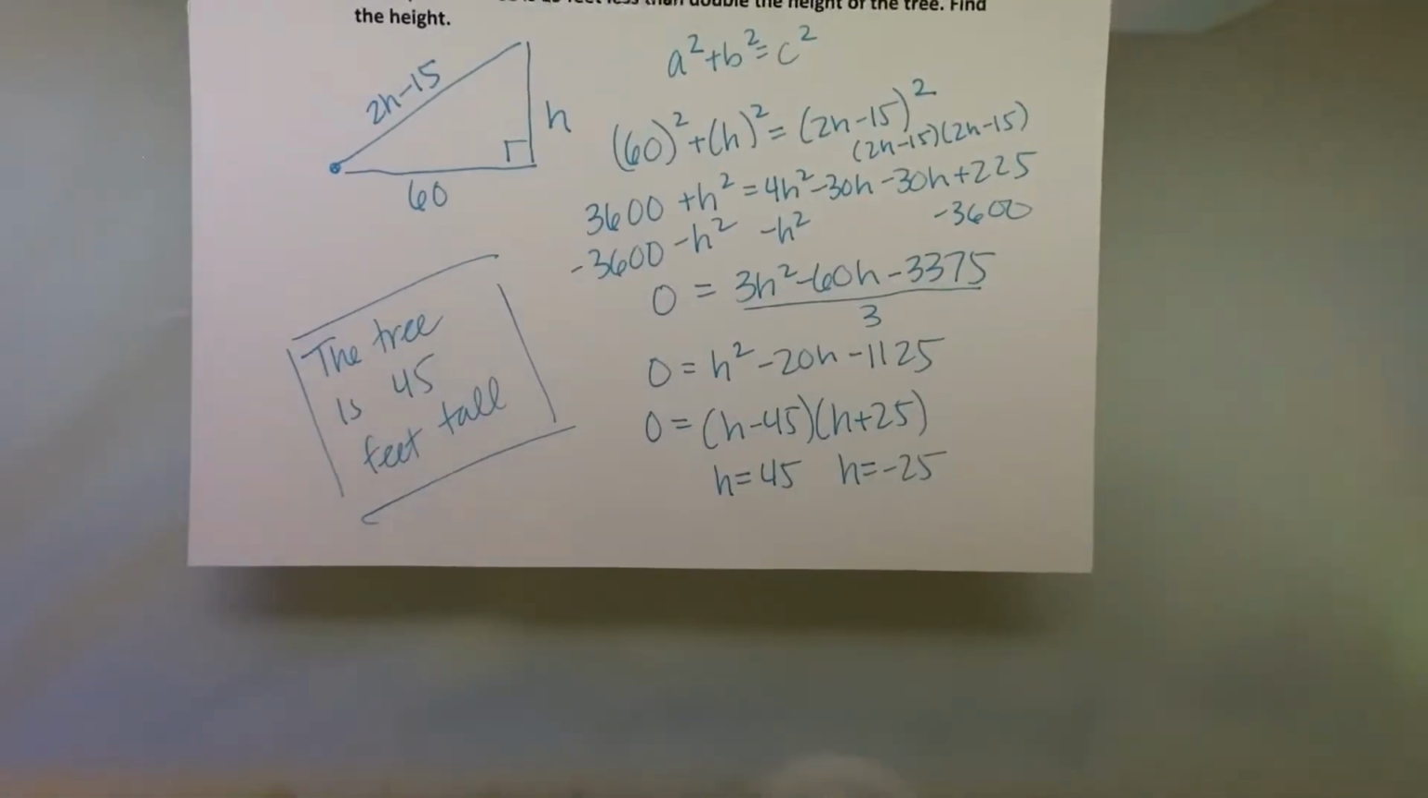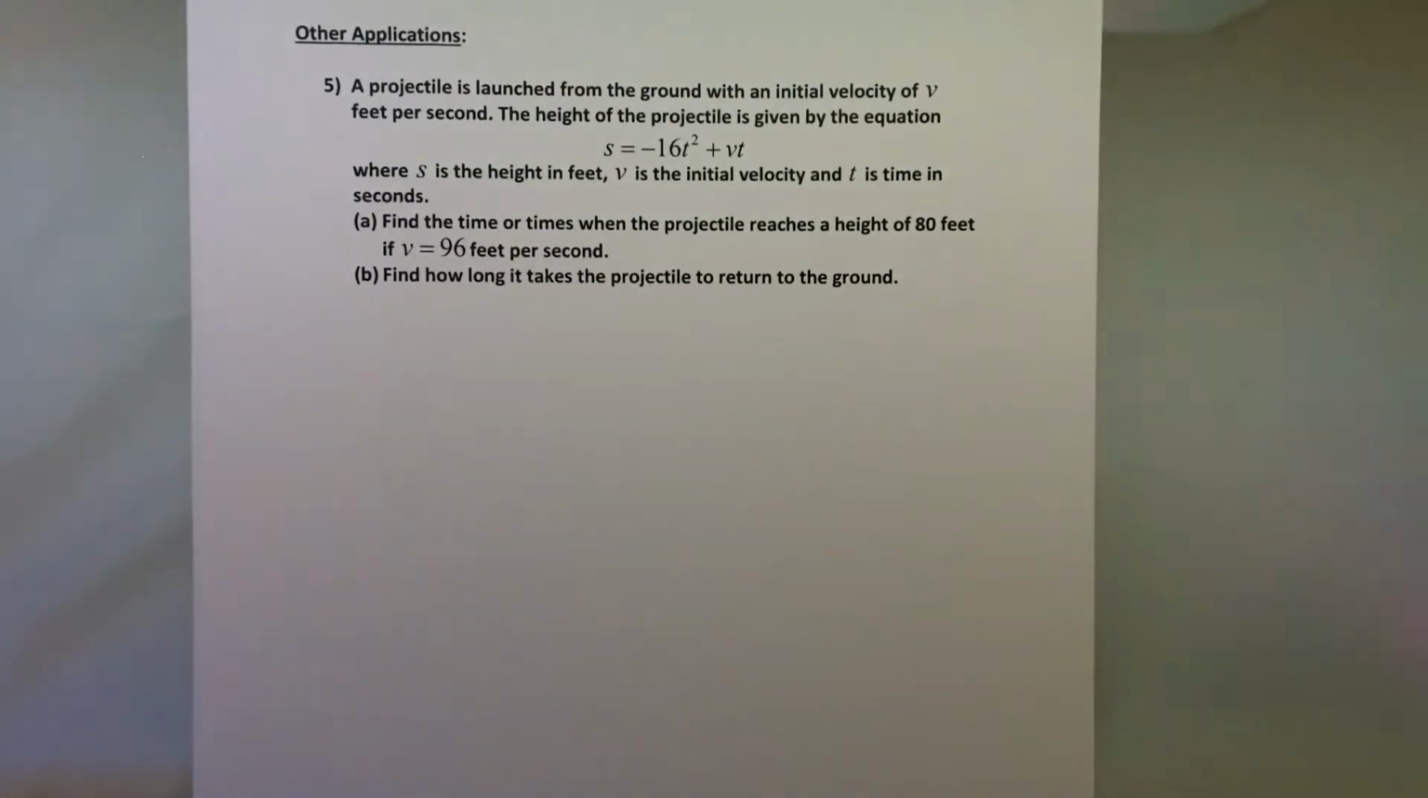Okay, let's do some physics applications. A projectile is launched from the ground with initial velocity v feet per second. The height of the projectile is given by the equation s equals negative 16t squared plus vt, where s is the height in feet, v is that initial velocity, and t is the time in seconds after the projectile was launched. So A, find the time or times when the projectile reaches a height of 80 feet, given v is 96, so the initial velocity is 96 feet per second.